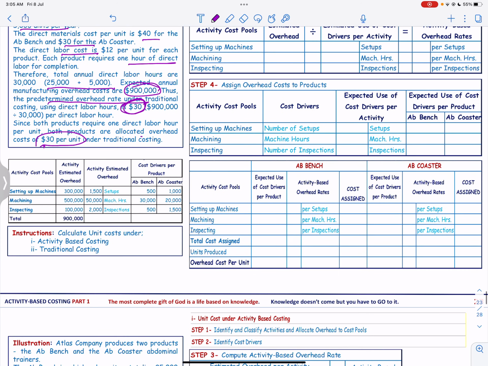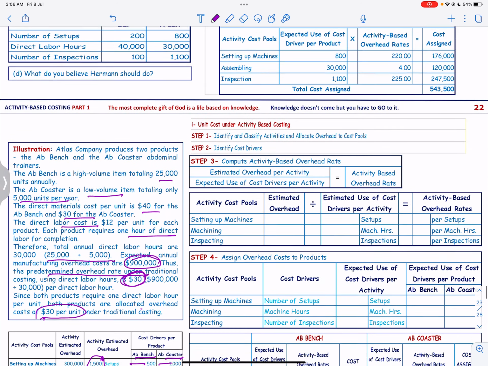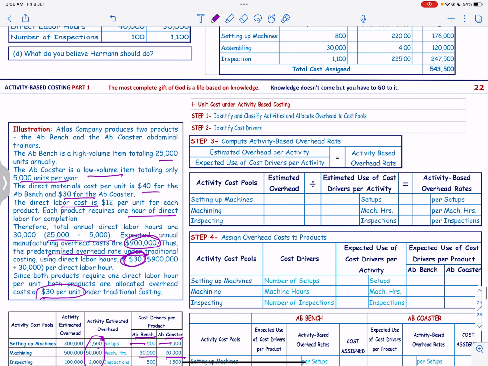And these are the activity cost pools. These are the activity estimated overheads. Sorry, this is the total overheads, and they are going to be distributed between ab bench and ab coaster. 500 and 1,000, 30,000, 20,000, 500 and 1,500. We have to calculate unit cost under activity based costing and traditional costing. So we go for step number 1.